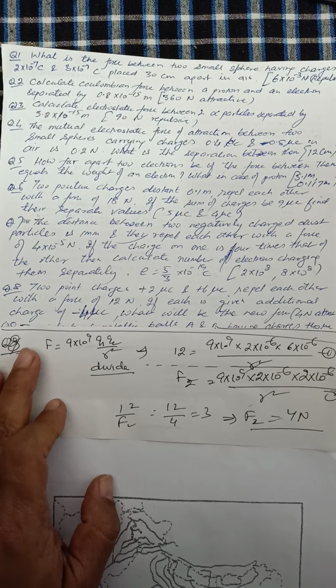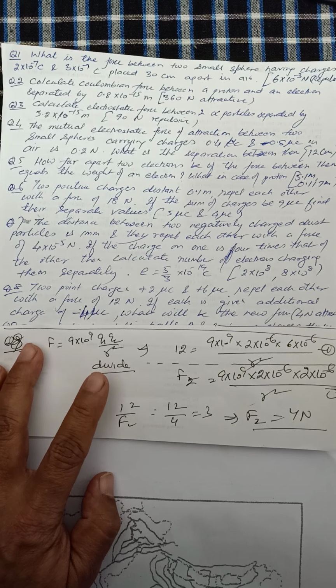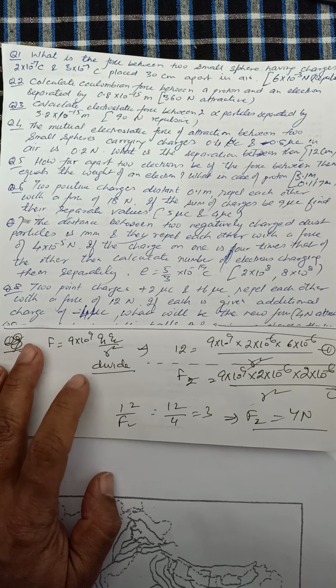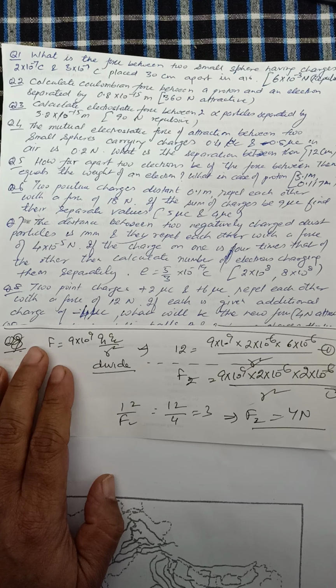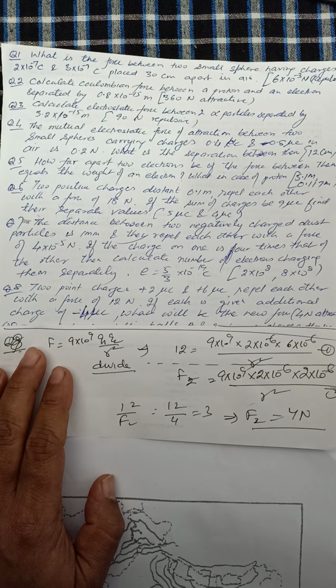We are applying the formula F equals 9 × 10^9 Q1 Q2 by R square, 2 times. Initially the charges are plus 2 and plus 6. In place of force write 12. 12 equals 9 × 10^9, Q1 is 2 microcoulomb, so it is 2 × 10^-6. Q2 is 6 microcoulomb, 6 × 10^-6. R square. R square is unknown.